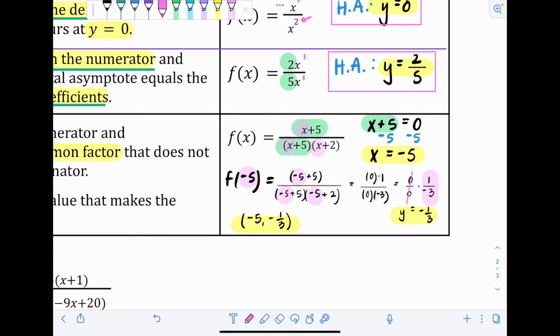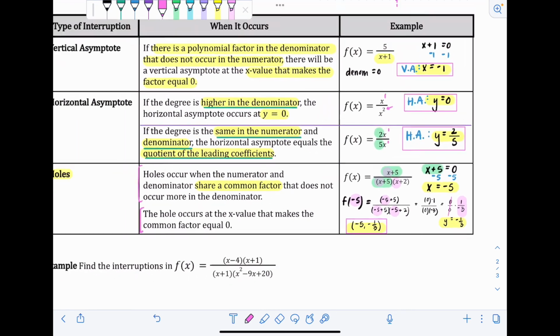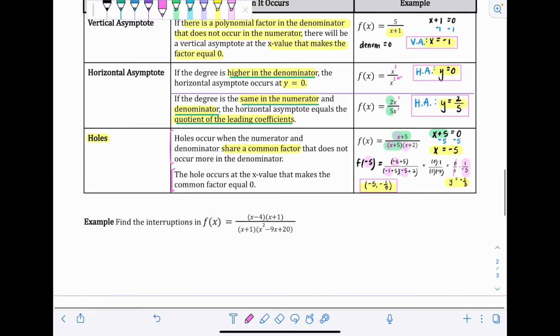We will do another example of that though, so don't worry, because that is kind of weird with the undefined part. Okay, so this is the last example. Sorry, this section is pretty heavy. But find the interruptions in f of x equals x minus 4 times x plus 1 over x plus 1 times x squared minus 9x plus 20.